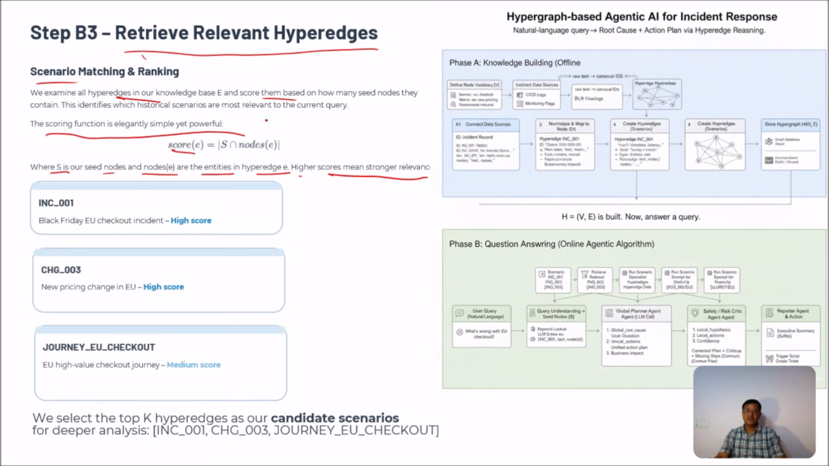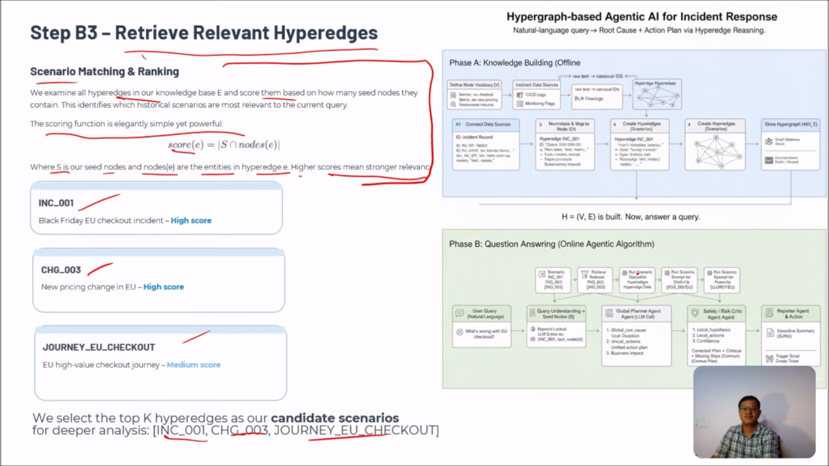But as per your requirement, you can develop a better matching scenario. Even the development of a better matching scenario can be a research problem. So suppose based on this, the system identifies that incident 1 is responsible, high score. Change 003 is important. Journey EU checkout is a medium score. So we select those three scenarios for your question.